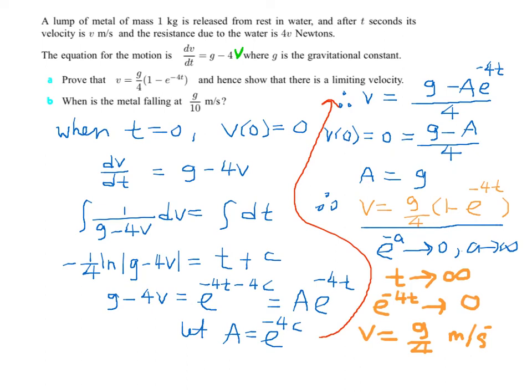So that's your limiting value, and this concept is very important. Please try to remember this, or at least understand why this is so. And there's one more, part B. Where is the metal falling at g over 10 meters per second? That would be a very straightforward problem. Just substitute this g over 10 into the solution that we obtained.